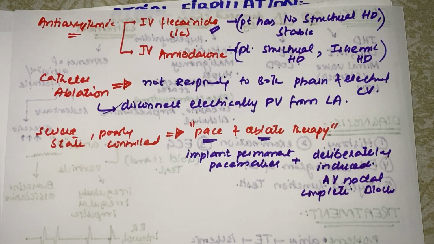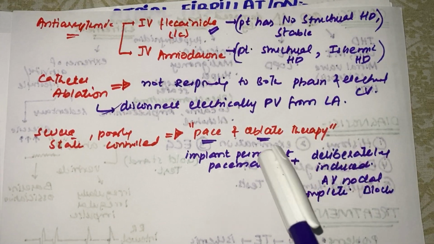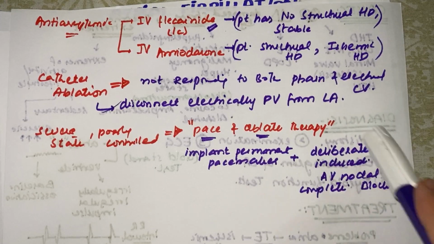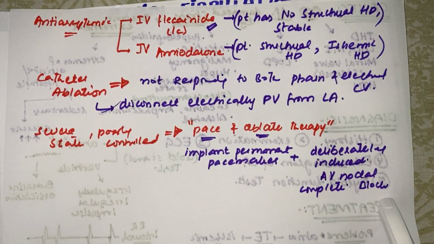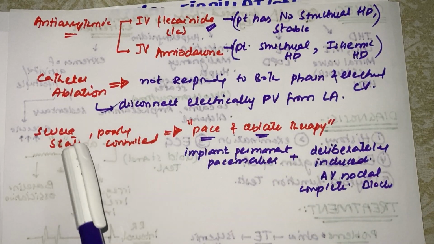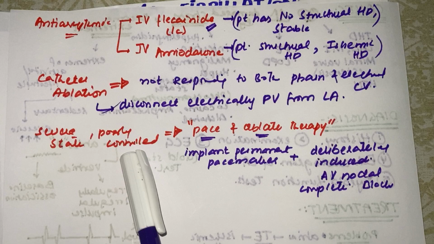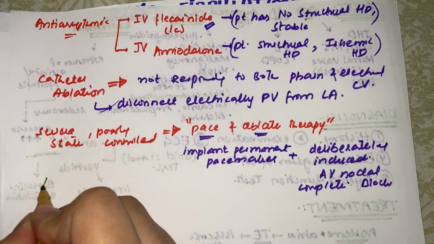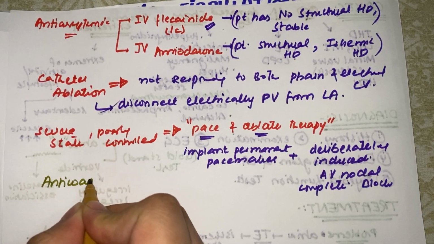This is the pace and ablate therapy: we implant a permanent pacemaker in the patient and we deliberately induce complete AV nodal block, as it is a last strategy in those patients who are in a severe state and who are poorly controlled. Fine. Now talking about how we go for anticoagulation, what the strategies are and how we maintain anticoagulation.